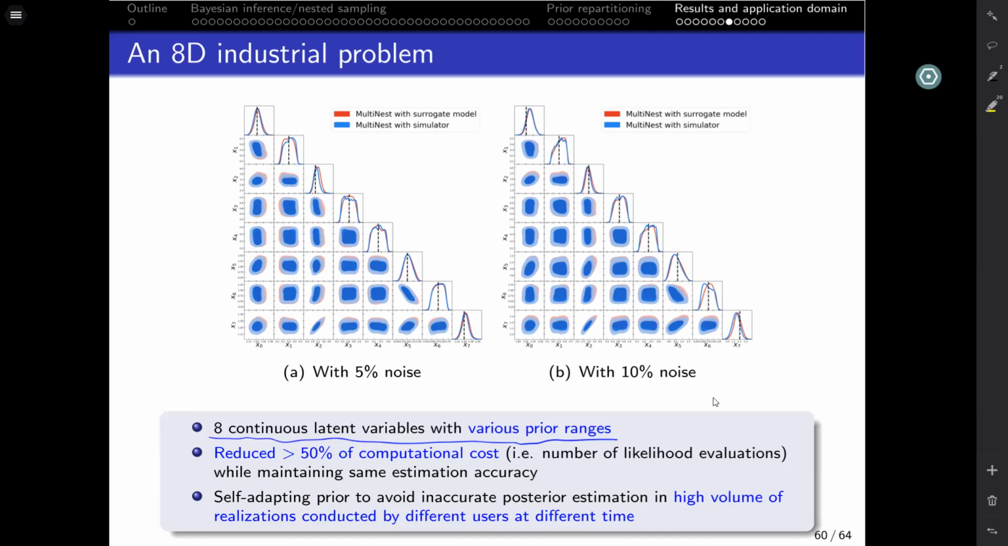And using this kind of method, it reduced more than 50% of the computational cost when searching a state space without running into the unrepresentative prior problem. So this is the self-adapting prior that can avoid this kind of inaccurate posterior estimation, especially when there's a high volume of realizations that need to be performed by different users at different times.